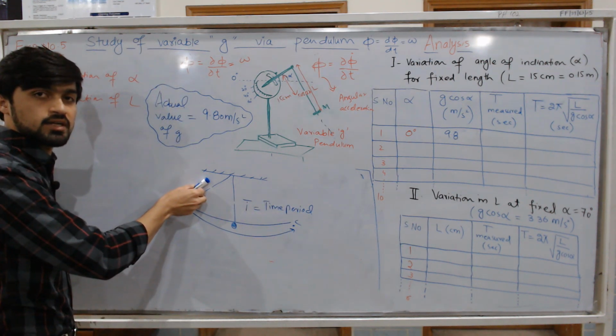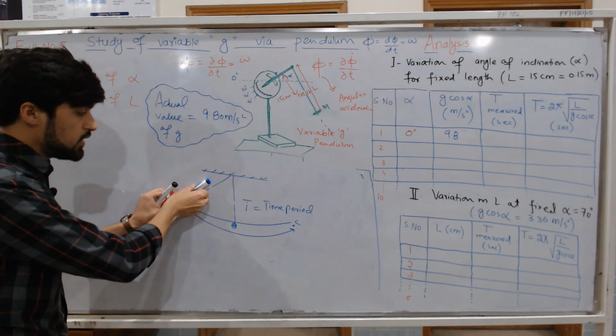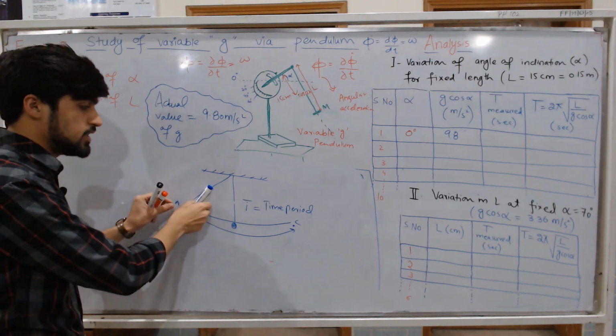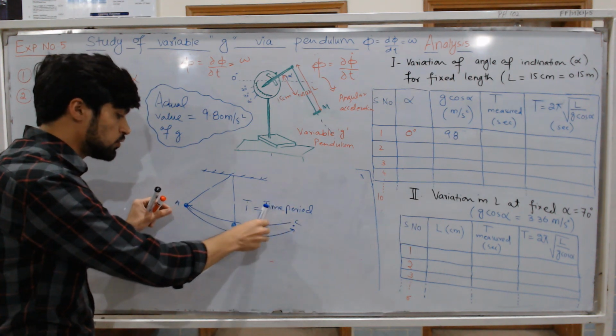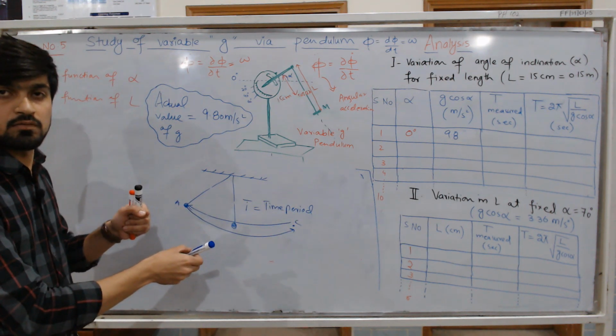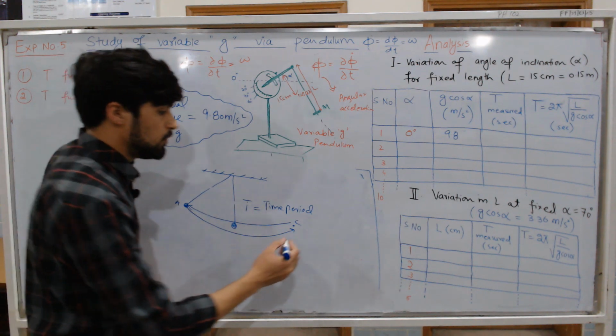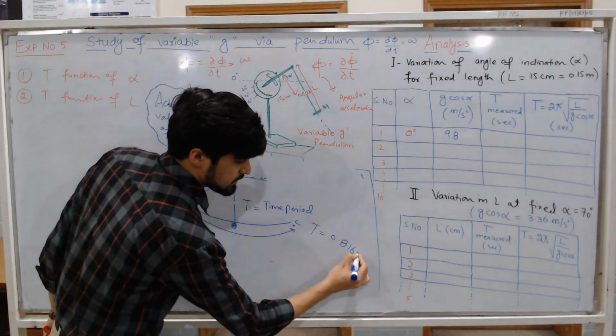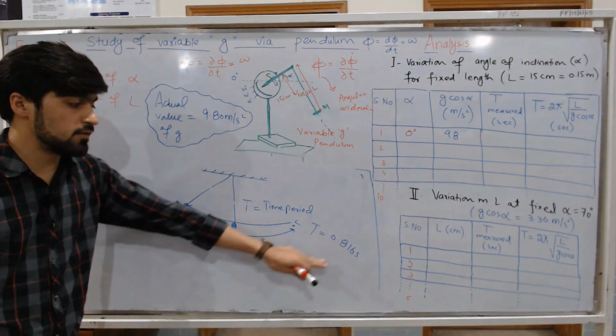You will note the time using the stopwatch. As you release the pendulum at point A, you will start your stopwatch, and as it moves towards C and comes back towards A, you will stop the watch. The time taken will be your time period. Let's say this is 0.816 seconds, the time required for one oscillation.